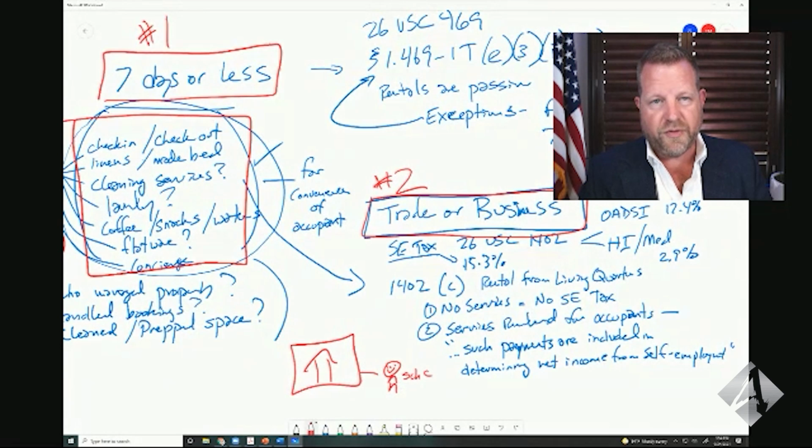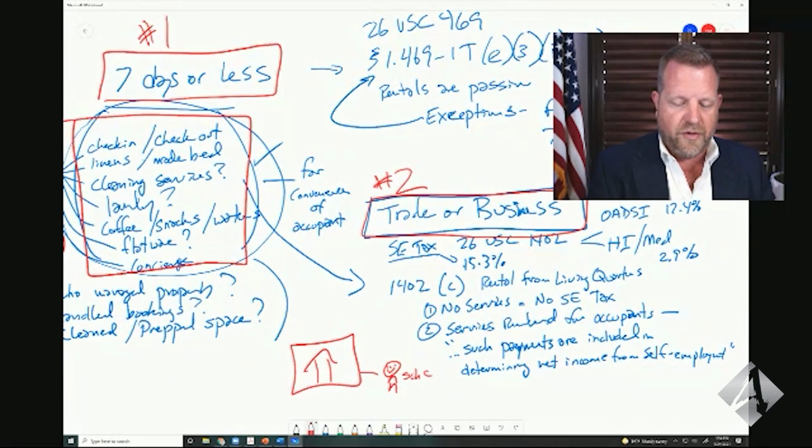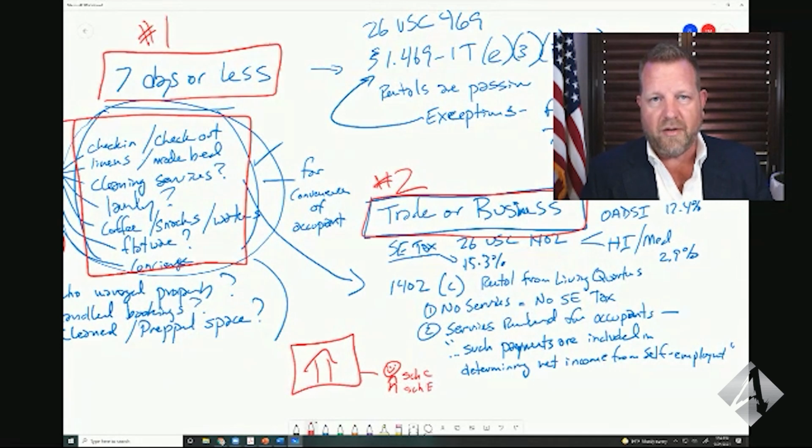Unless you provide no services. If it's no services, then it's Schedule E. It's supplemental income. It is not rental income. Get that out of your head. If it's 7 days or less, it is not rental income. It's no different than you getting a check for any number of services.